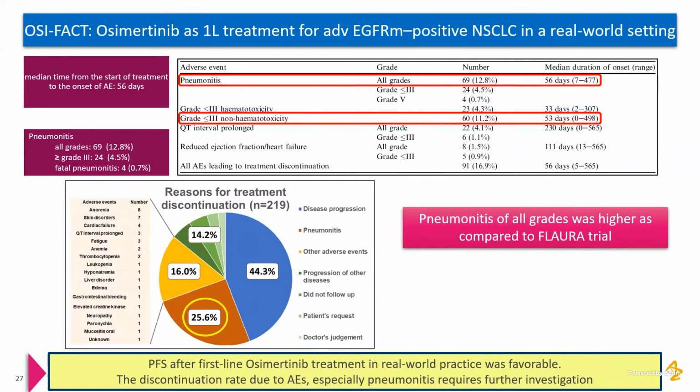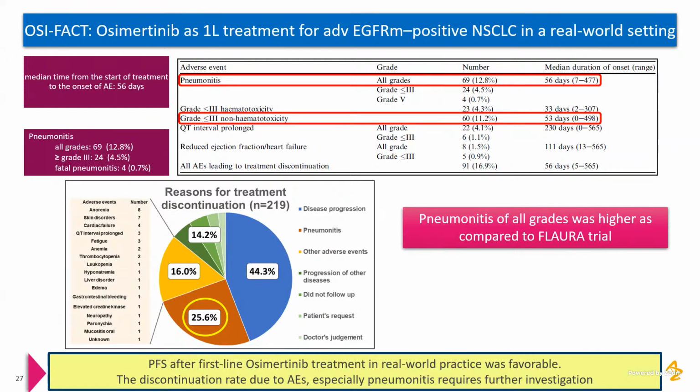Reasons for treatment discontinuation. These are the various reasons where patients had disease progression. Most of the patients, 44%, had progressive disease and 25.6% developed pneumonitis. So pneumonitis of all grades was higher as compared to the FLAURA trial. So what is the difference? You can see here in the Japanese population, pneumonitis is higher.